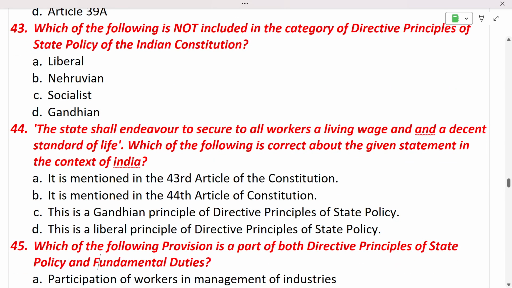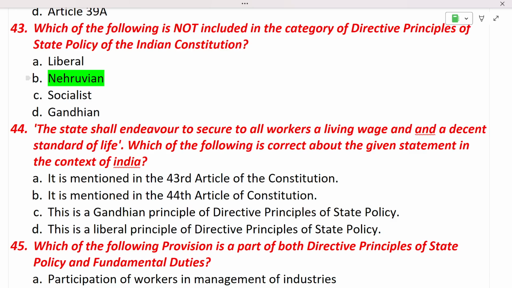Question number 43. Which of the following is not included in the category of directive principles of state policy of the Indian Constitution? Option A, liberal. Option B, Nehruvian. Option C, socialist. Option D, Gandhian. So the answer is option B.